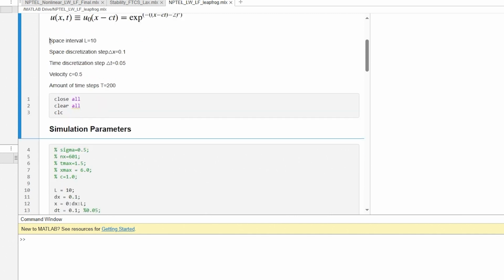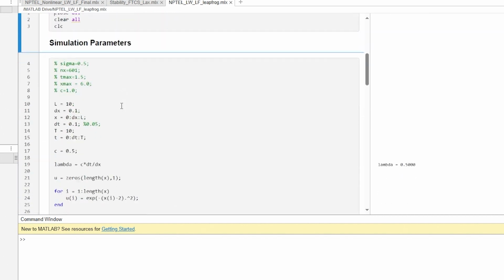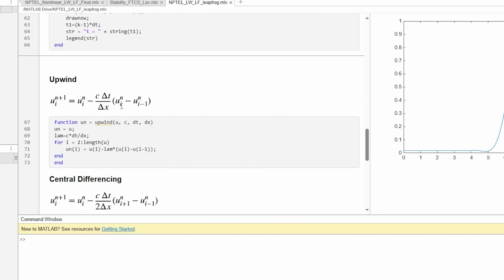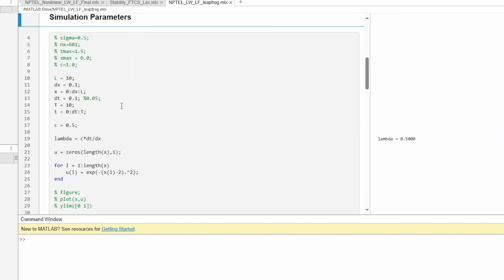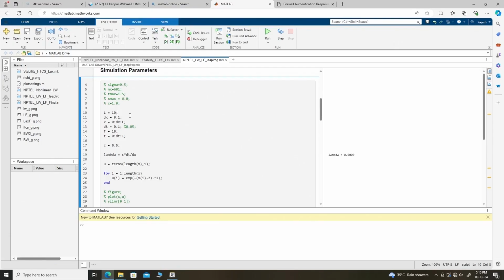And these are the intervals that I have chosen: L, which is the total length, delta x, delta t, the convection velocity, and the number of time steps. I have a couple more problems, but let me do it for this problem first. These are the parameters that you can define: L equal to 10, delta x equal to 0.1, and x from 0 to L in steps of dx. Let me just run this for you once.